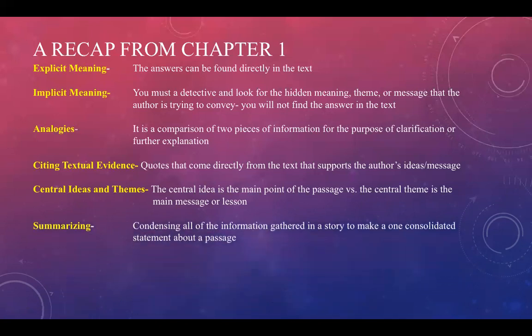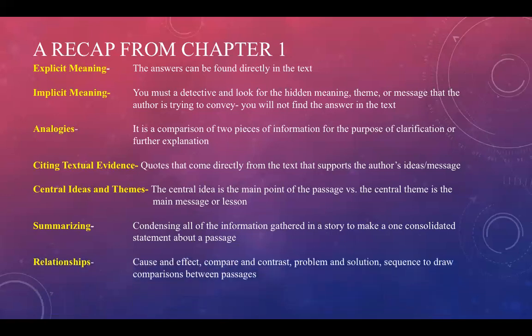Lastly, you have summarizing. It's condensing all of the information gathered in a story to make one consolidated statement about the passage. And then finally, the relationship. So looking at the cause and effect, compare and contrast, the problem solution, sequencing to draw comparisons between the passages. It's critical. It's just like how we practiced last week, where you had to make those comparisons between the two articles.